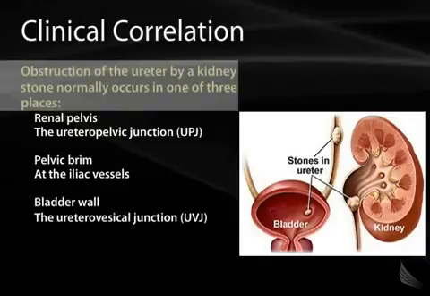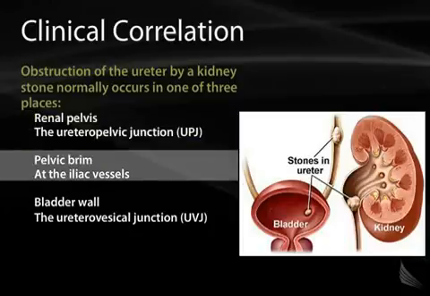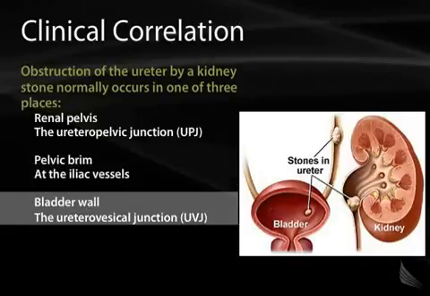The obstruction of the ureter by a kidney stone normally occurs in one of 3 places. Those 3 places outlined in the previous slide. Going from superior to inferior, in the renal pelvis, the ureteropelvic junction, otherwise known as the UPJ. The next inferior spot is the pelvic brim, at the location of the iliac vessels. Finally, it can occur at the ureterovesical junction, or the bladder wall.